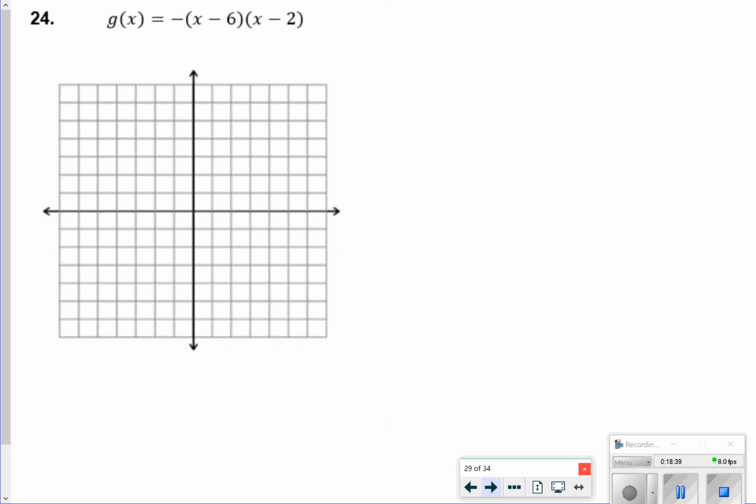24, same type of deal here. You could go ahead and maybe solve for your zeros first. Your zeros are x is equal to 6 and x is equal to 2. So on the x-axis, you would just find those. Here's 2, 3, 4, 5, 6.